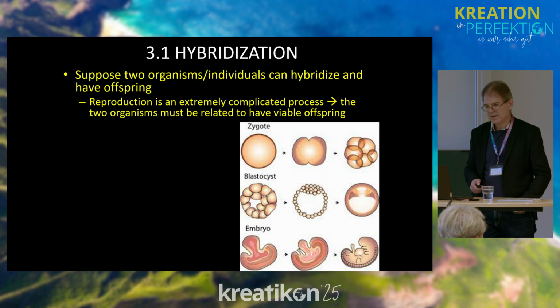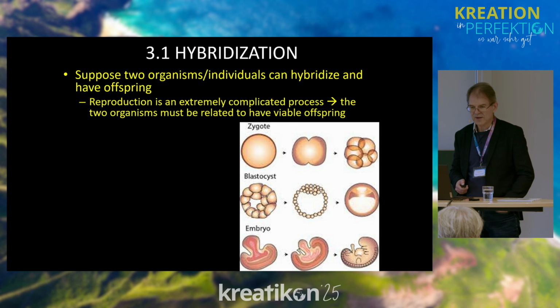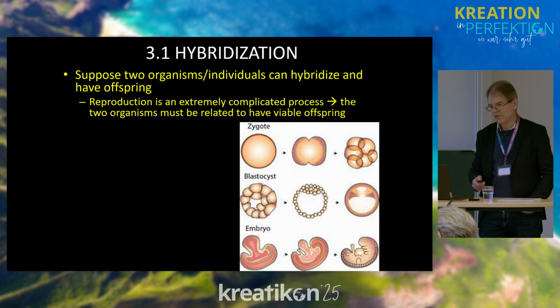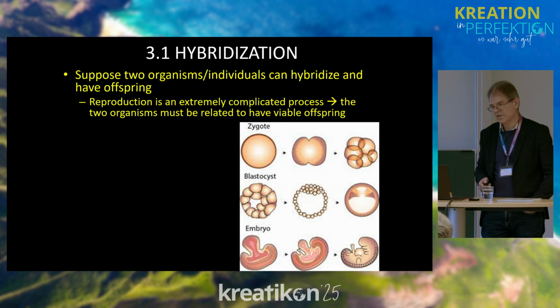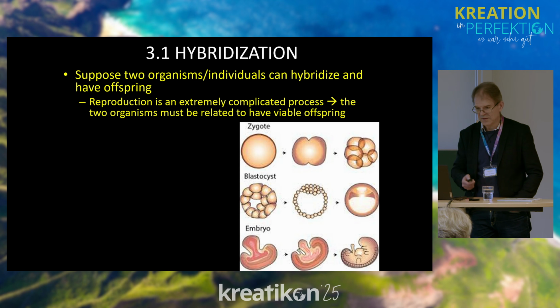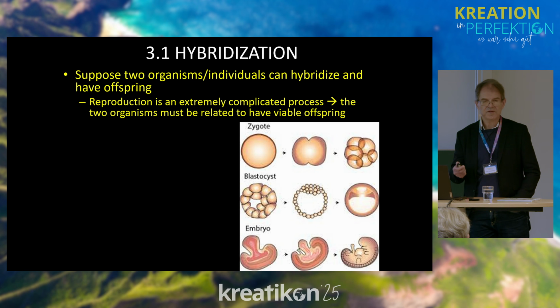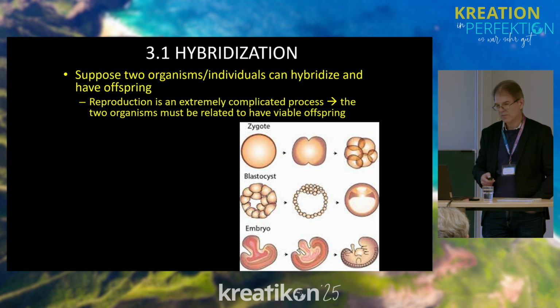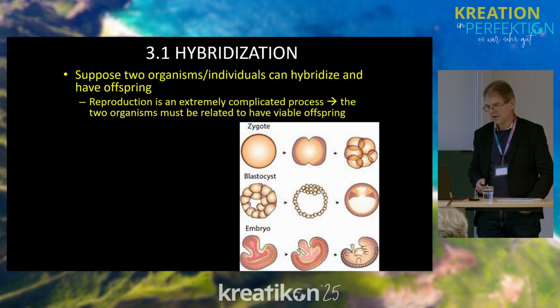And reproduction is an extremely complicated process. Here we have an example of embryological development from the first fertilized cell. In order for this embryological development to take place, the two organisms must be related in order to have viable offspring.